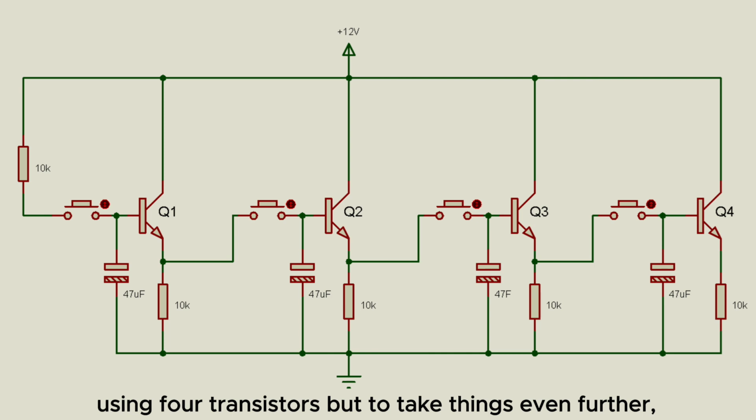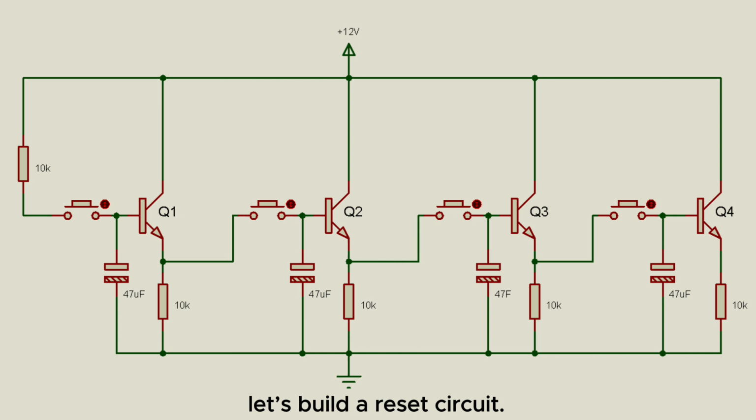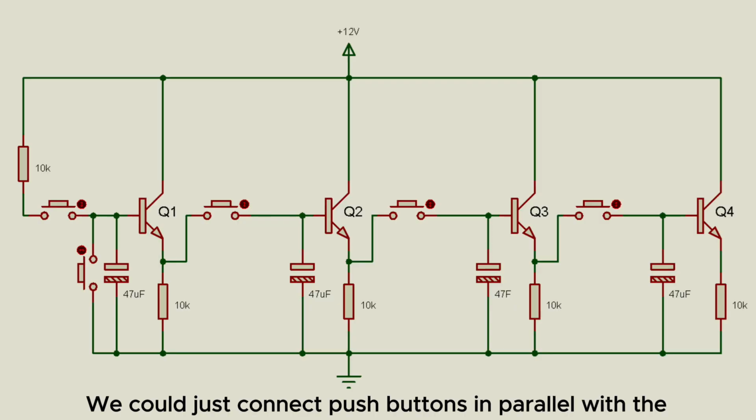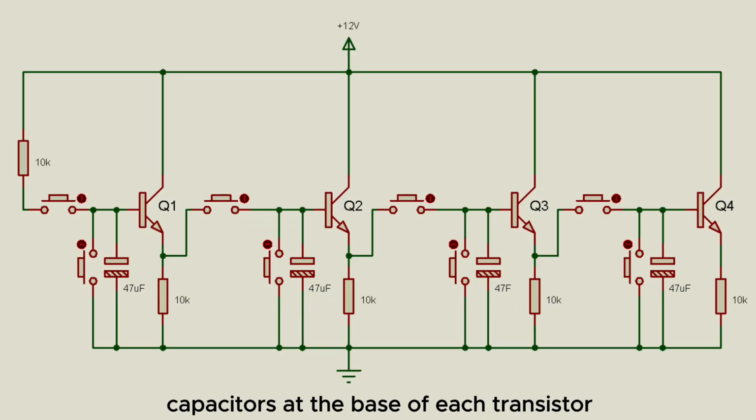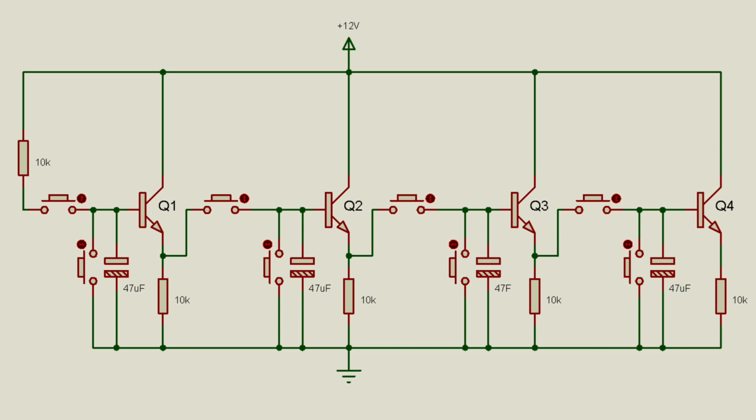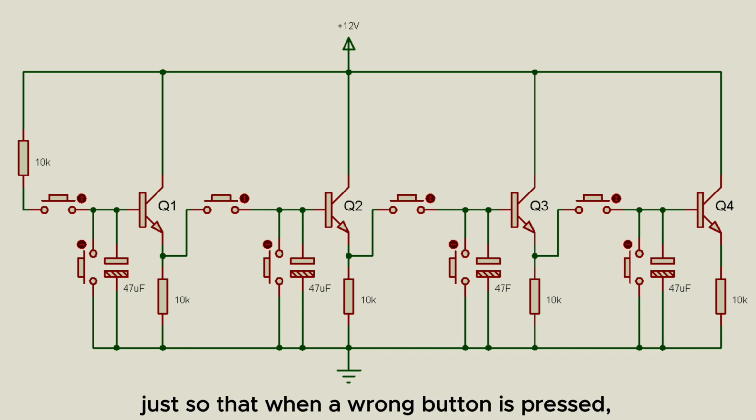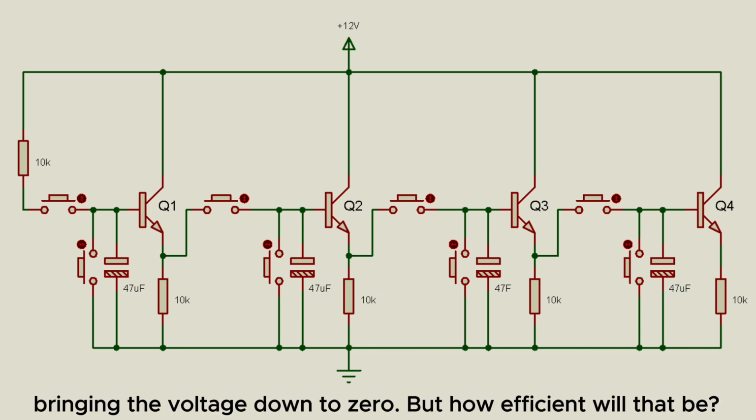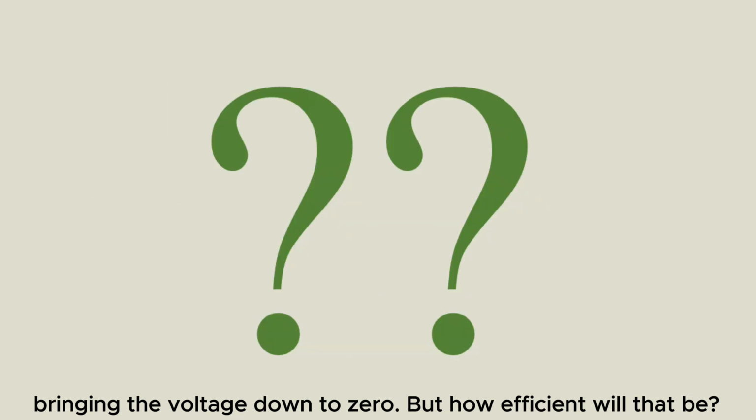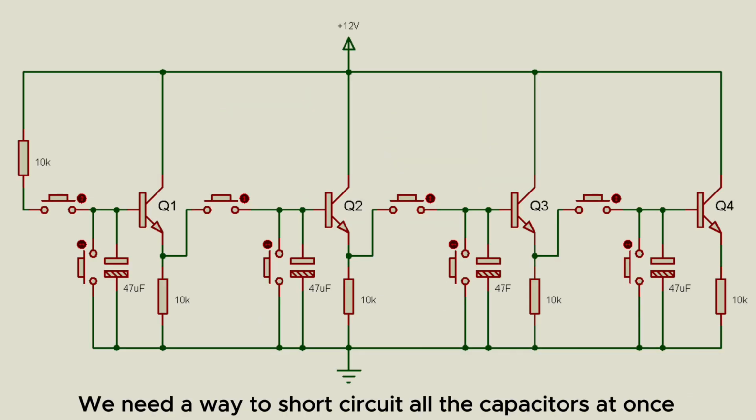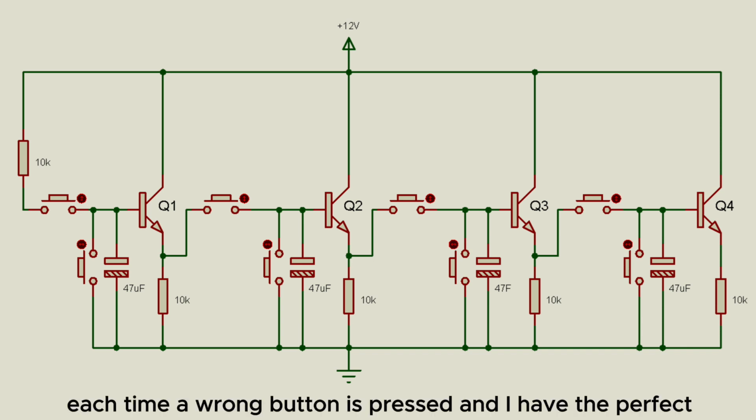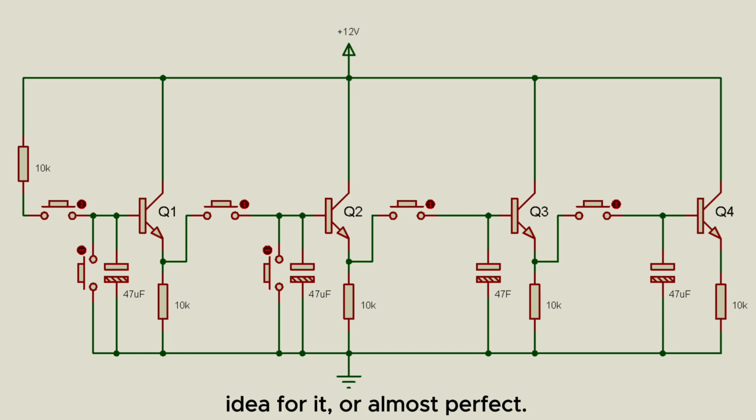But to take things even further, let's build a reset circuit. This will contain all the wrong buttons that are not in the combination. We could just connect push buttons in parallel with the capacitors at the base of each transistor, just so that when a wrong button is pressed, it should act as a short circuit across the capacitor terminals, bringing the voltage down to zero. But how efficient would that be? We need a way to short circuit all the capacitors at once each time a wrong button is pressed, and I have just the perfect idea for it, or almost perfect.